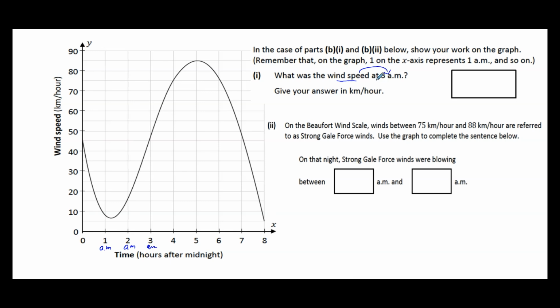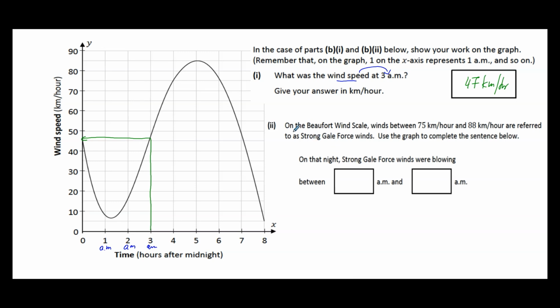So at 3 a.m., we look for 3 o'clock. So here it is, 3 a.m. We go to our graph and then we go across to read what is the speed of wind. And what we should be reading here is about 47 kilometers per hour.